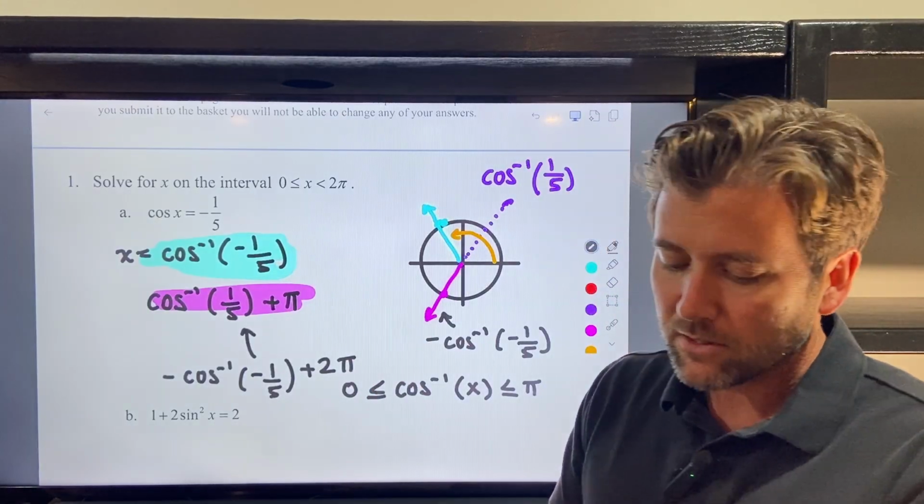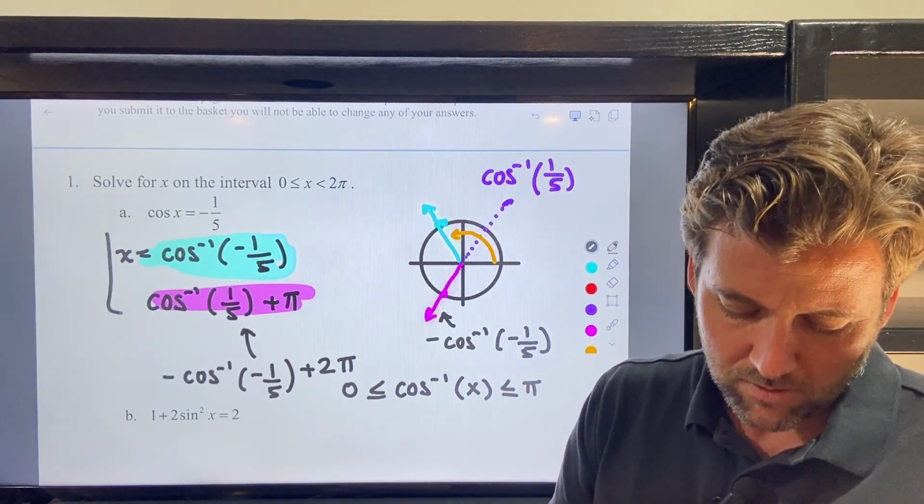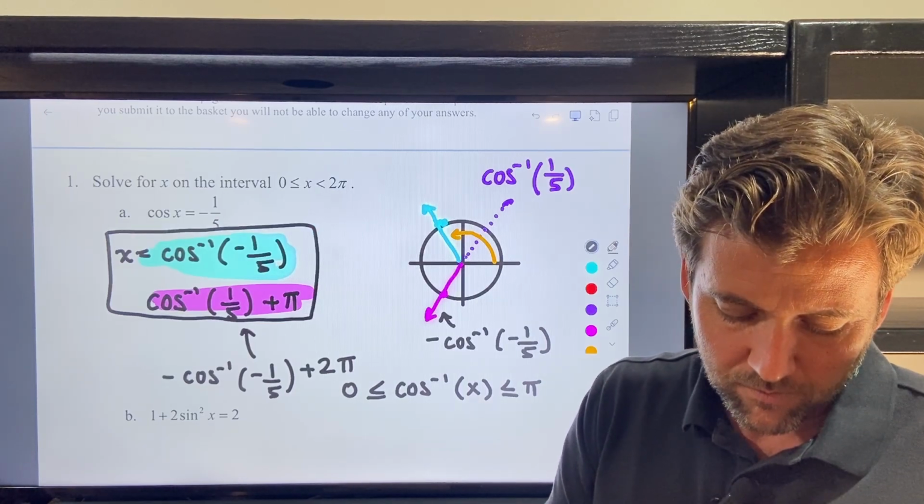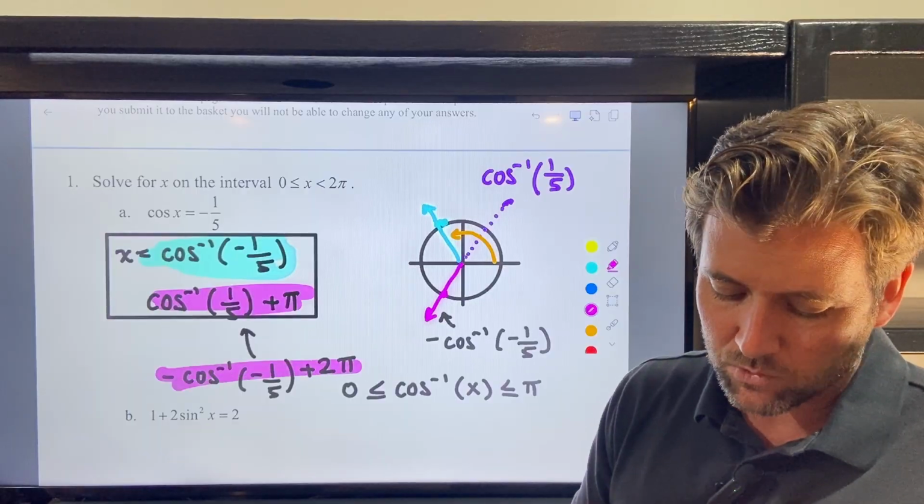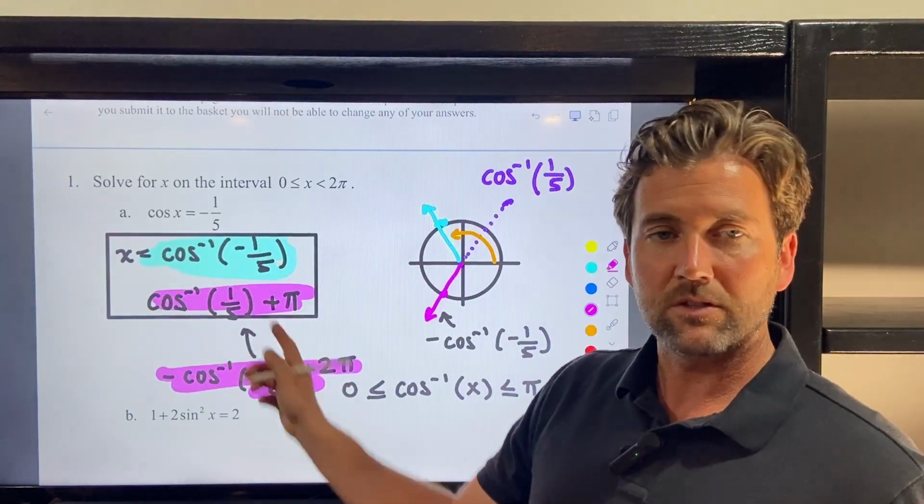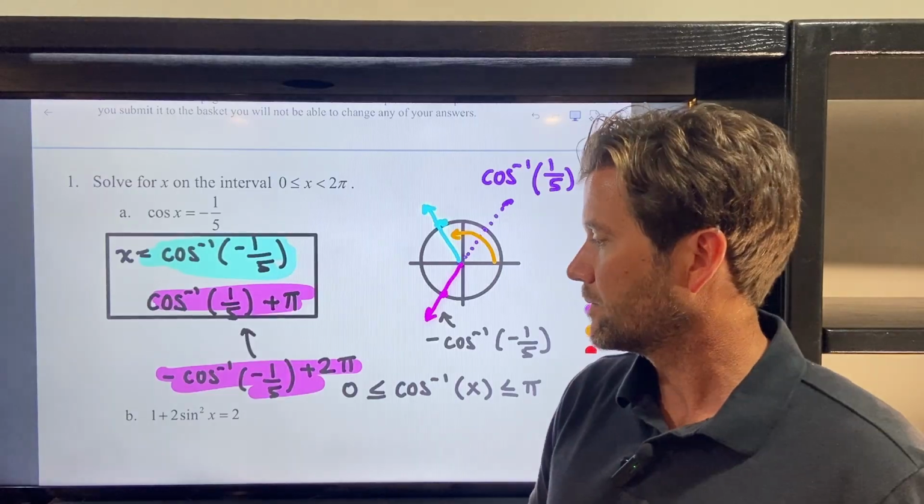So again, there's only two answers. I'm going with these two. Instead of the one highlighted in pink, you could go with this one instead. They actually are the same numbers, even though they look physically different.